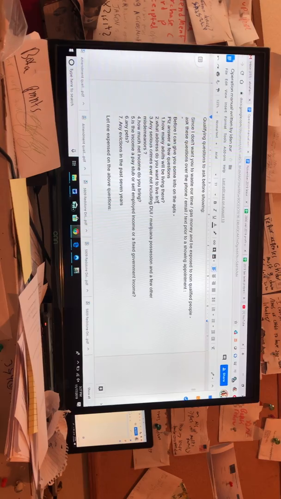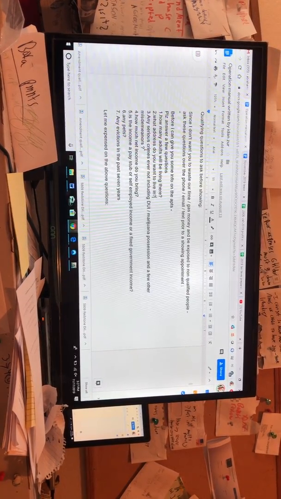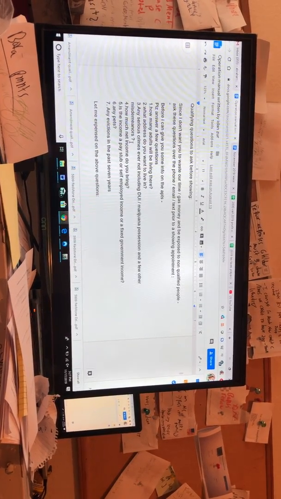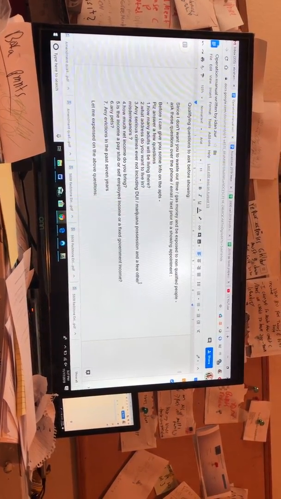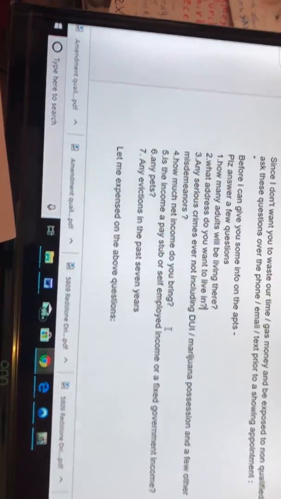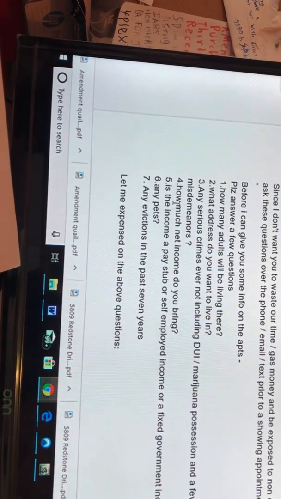Anyway, what address do you want to live in? If we have a lot of ads with different addresses, it's important that we know more or less which address they want to live at. This is again what I said: I don't have a problem with a DUI. I don't have any problem with marijuana possession or a few other misdemeanors, but basically, all the other serious crimes, I do have a problem.